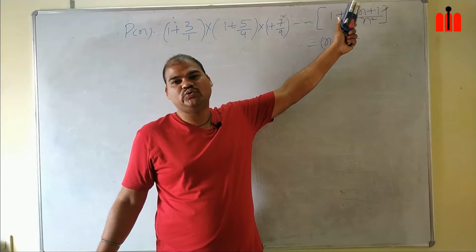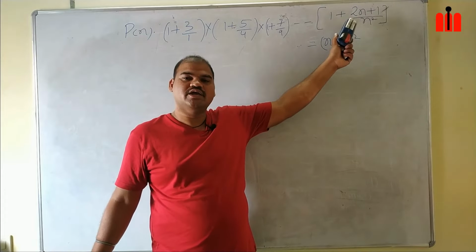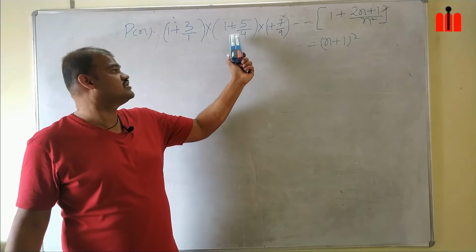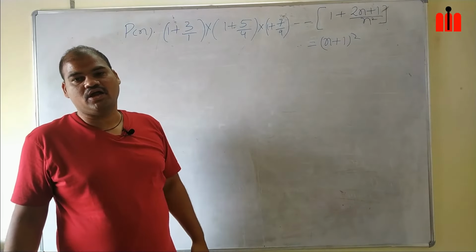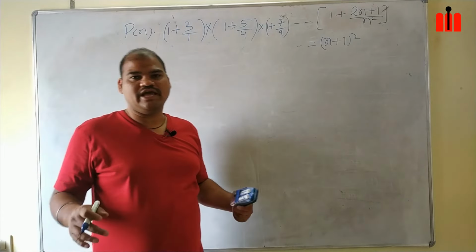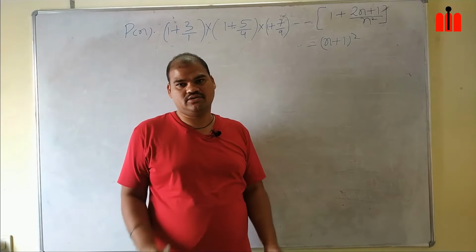It will be 2 into 2 plus 1 by 2 square. It will be 5 by 4. This will be my second term. Now if you substitute 3, then you will get 1 plus 7 by 9. So like that, this nth term is framed.